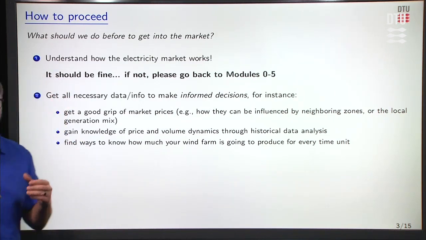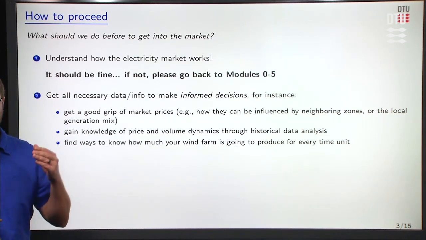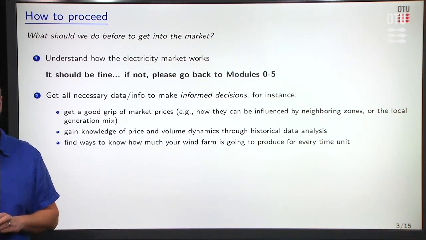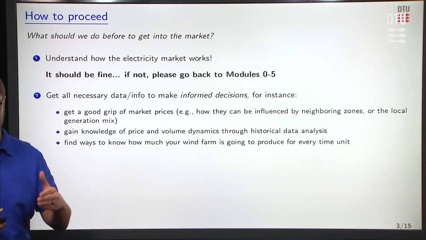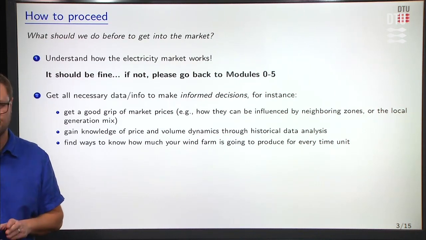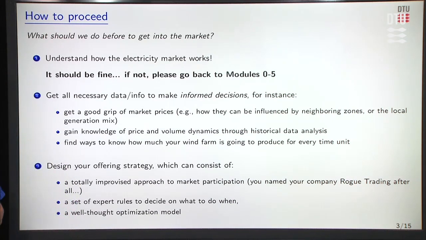Since we are considering a wind farm as the asset we're going to use to participate in the market, and the market is day ahead, we will most likely need forecasts to have a good idea of what we are able to produce the following day when placing our offers before gate closure at noon on the previous day. Finally, we end up having to design our offering strategy, which consists of a set of energy blocks and prices for each and every market time unit of the following day.